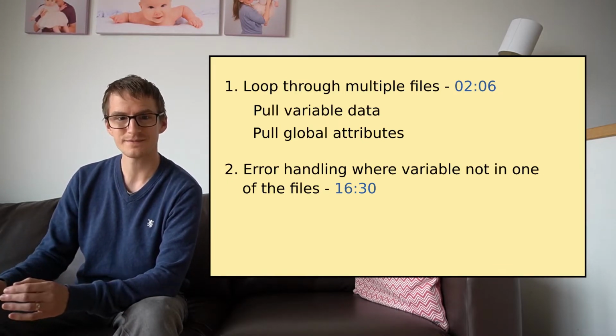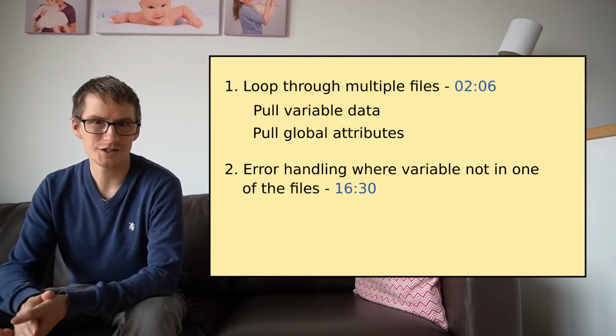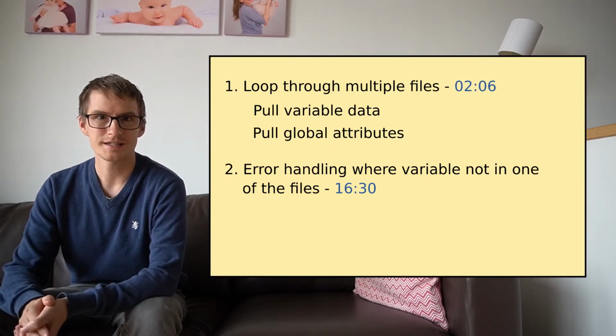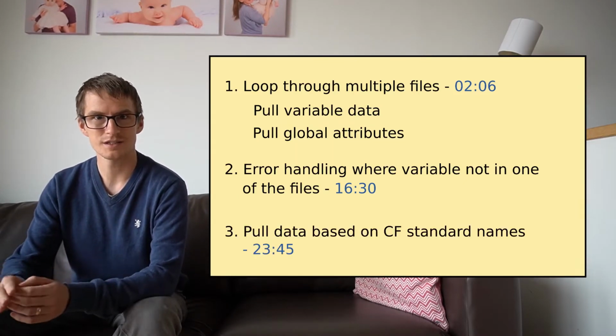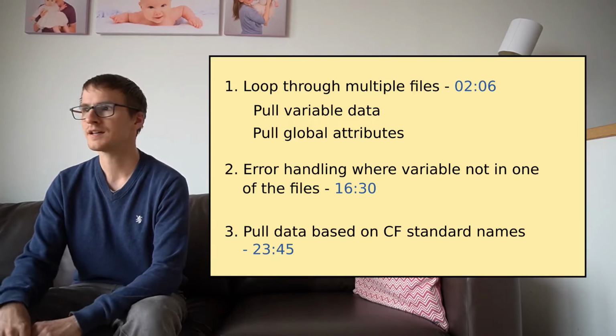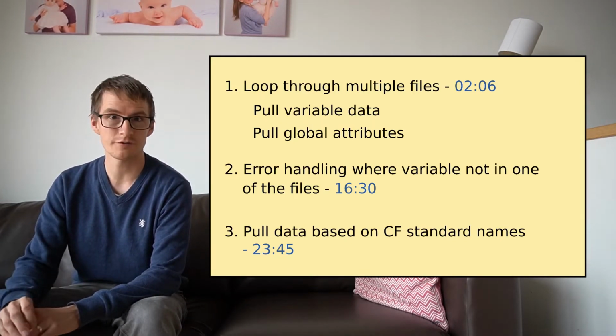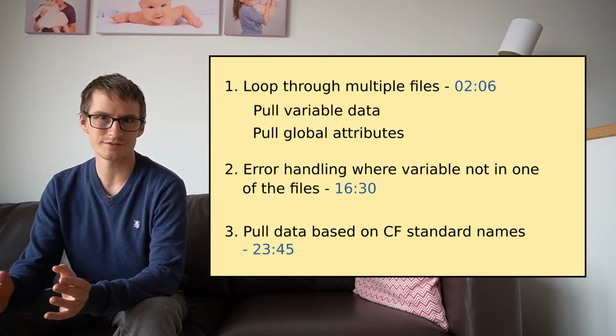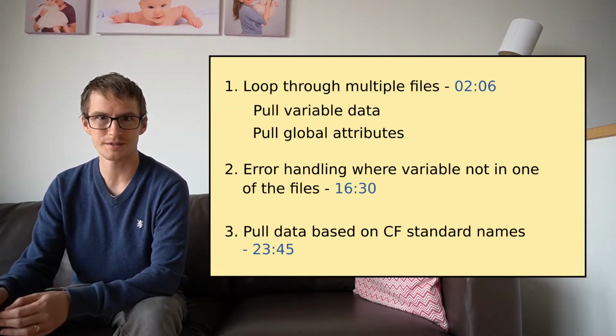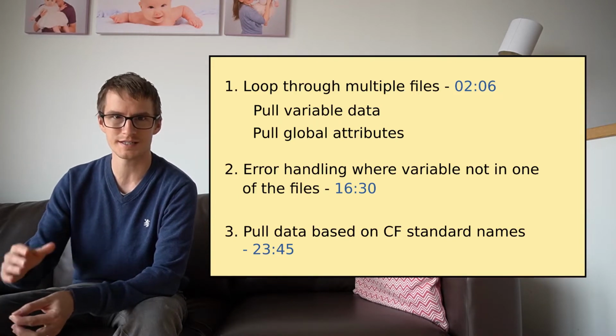And finally, I'm going to show you how you can access data based on the standard names, the CF standard names. Now, this is from the Climate and Forecast conventions, and this is a standardized way of referring to data of a certain type. So it's a variable attribute that you can assign.